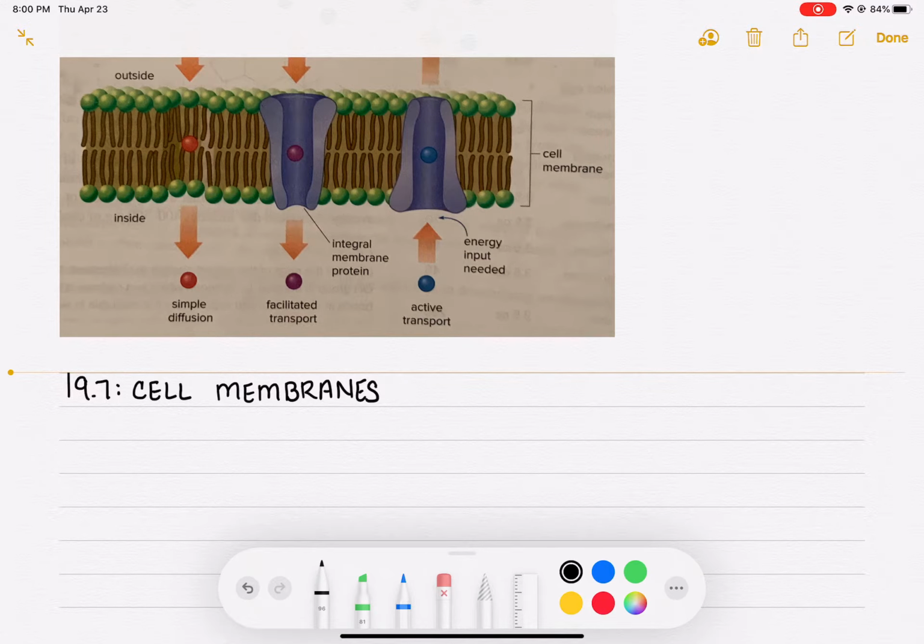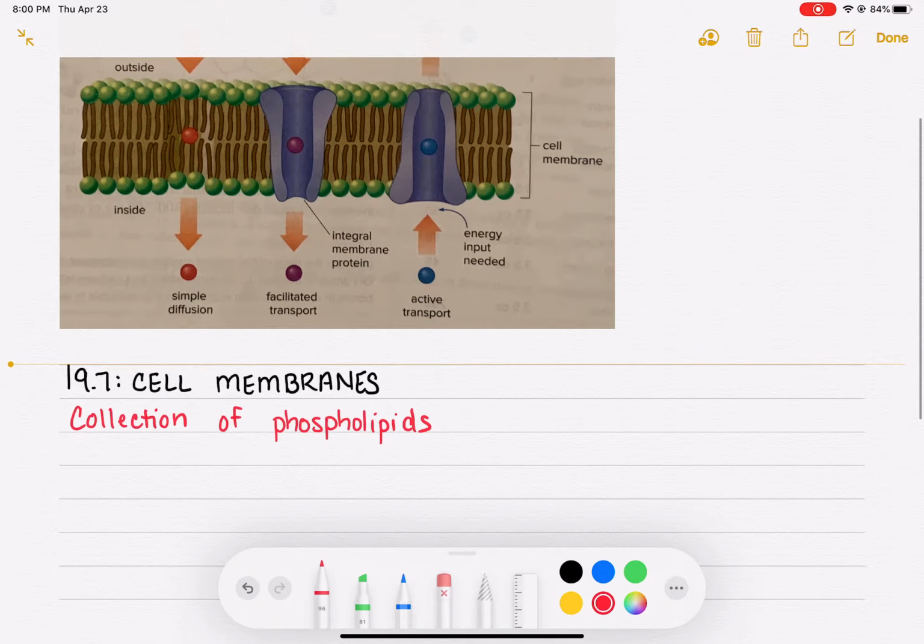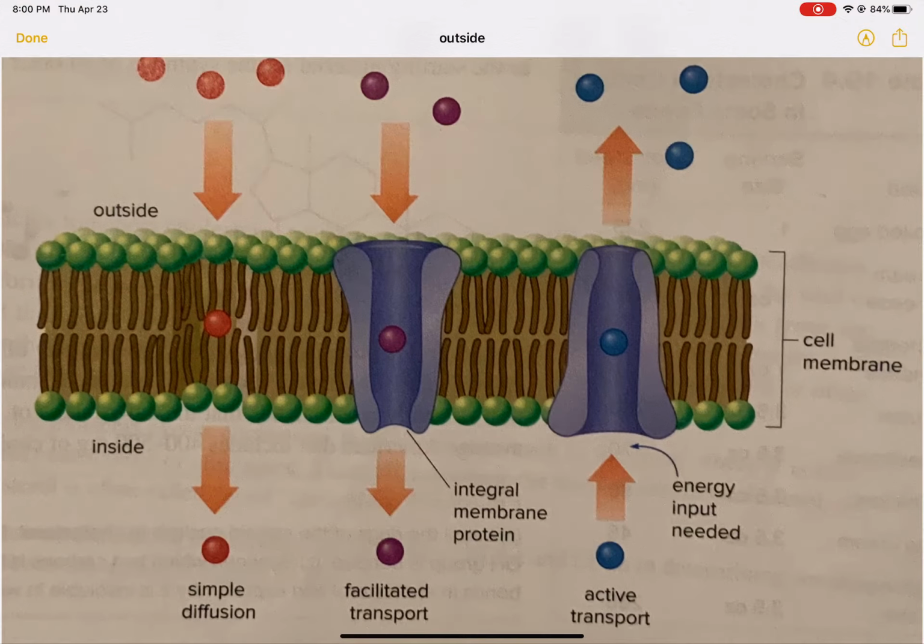So now that we've looked at the structure of the glycerophospholipids and sphingomyelins, let's look at how they come together to make a cell membrane. A cell membrane is a collection of these phospholipids that are arranged side by side. You can kind of see from this picture their arrangement side by side. The heads of the phospholipids line up side by side, head to head, and then the tails are lined up as well.